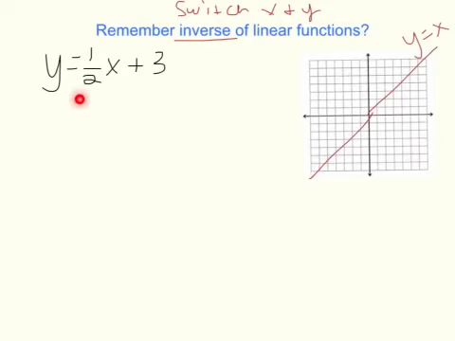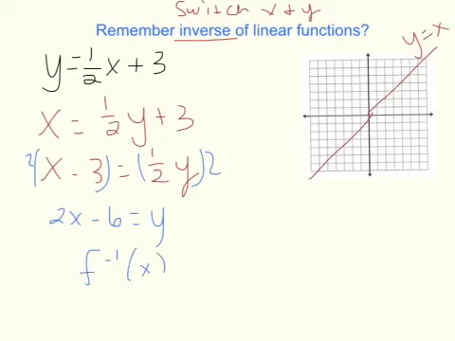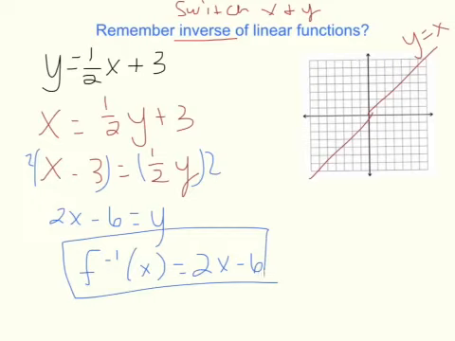And the way we solve it with the linear function is if this was f of x, we would change it to y, but they've already done this for us. Then we switch our x and y, and then we solve for the new y. So I'd subtract my 3, then multiply everything by 2, and I get 2x minus 6 equals y. So my inverse of the original was 2x minus 6.